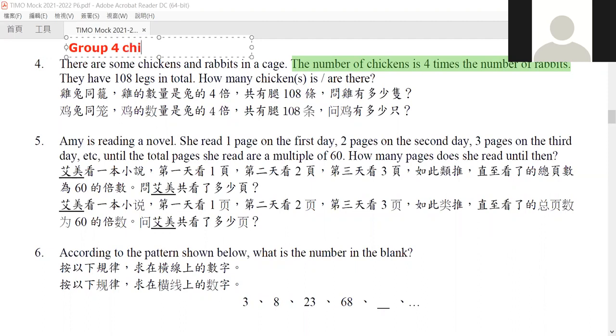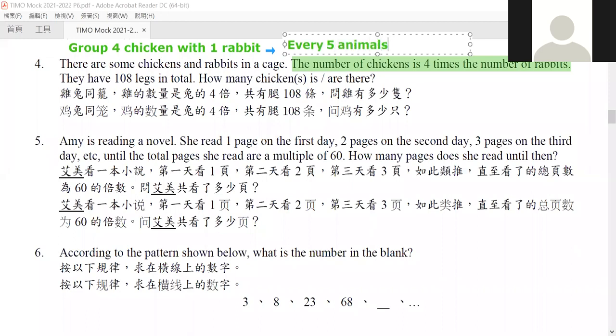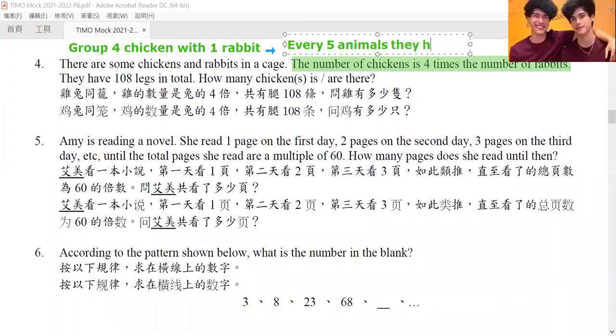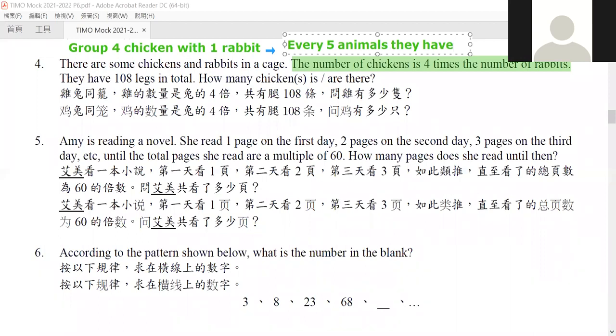4 chickens with 1 rabbit. Now we can group them together. So it means that for every 5 animals, how many legs are there? These 5 animals, 4 chickens and a rabbit, they will have 4 times 2, because there are 4 chickens, right? They will be equal to 4 times 2 plus the 4 from the rabbit. So it will be 4 times 2 plus 4 is equal to 12 legs, okay? So every 5 animals will have 12 legs.